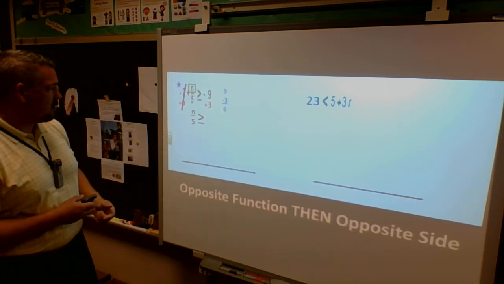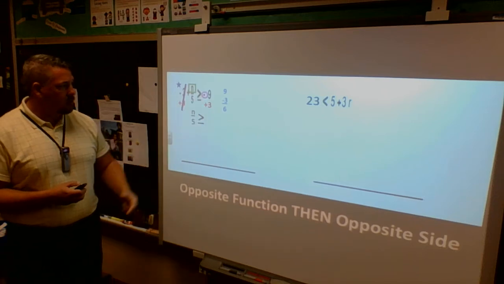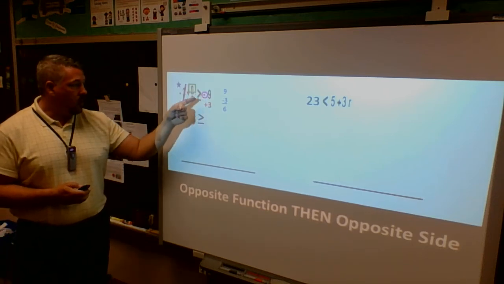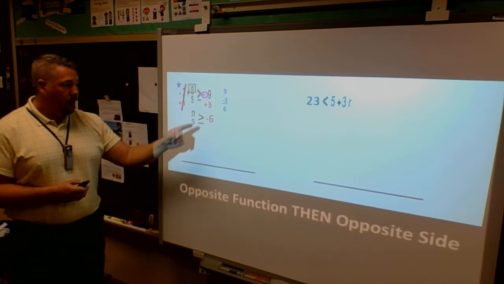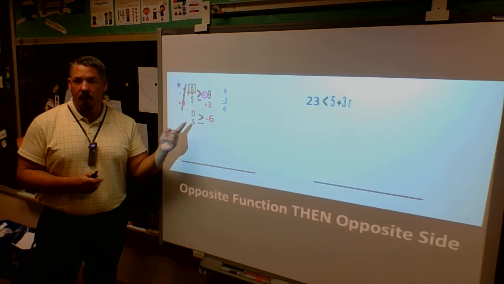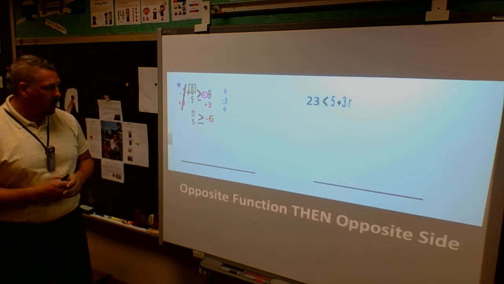9 minus 3 is 6. And then I look for the largest symbol. Well, the largest number has a symbol of negative. So I know that my answer is going to be a -6. So far we have n divided by 5 is greater than or equal to -6.